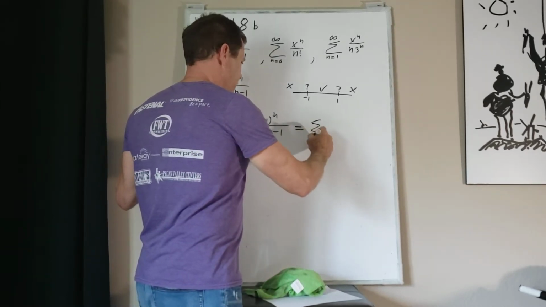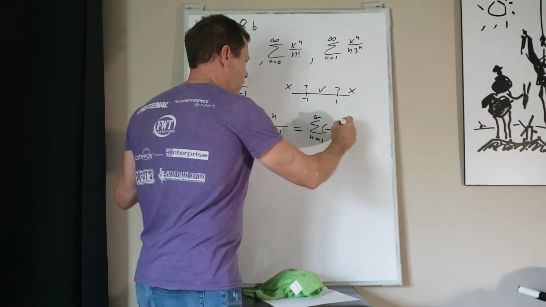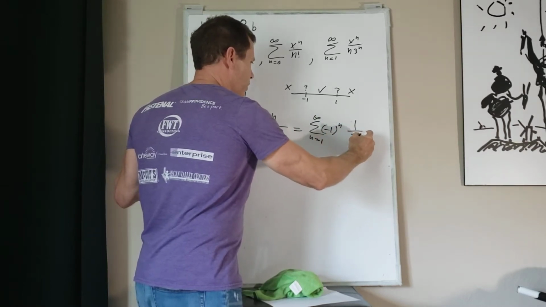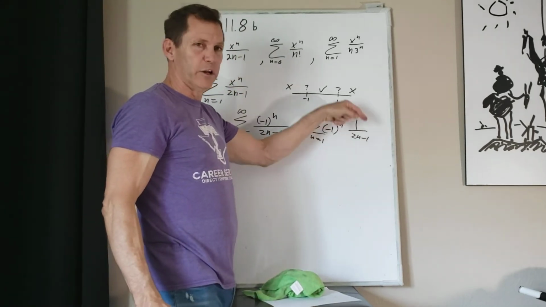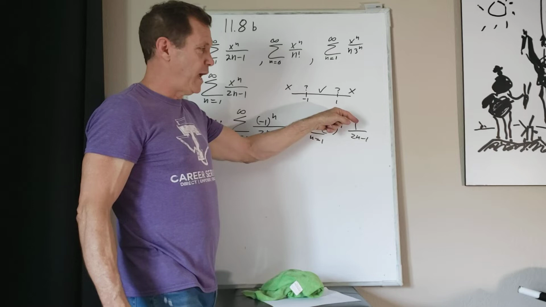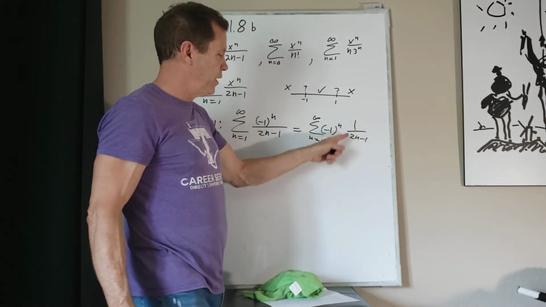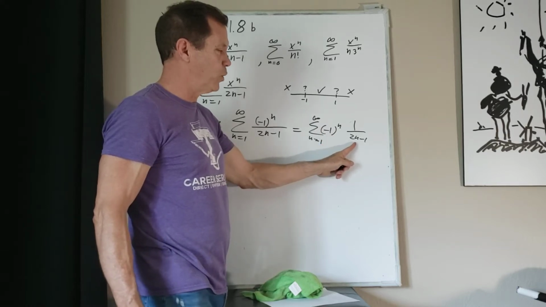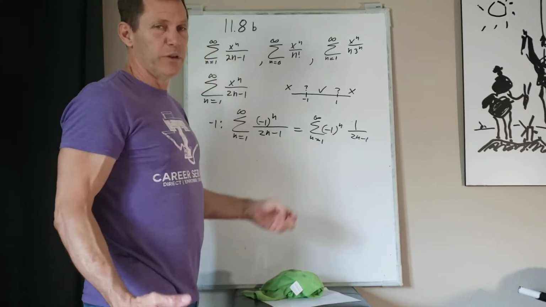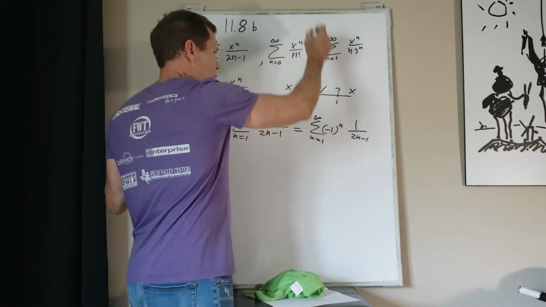Rewrite it one more time. The sum from n equals 1 to infinity, pull out a (-1)^n, and I got 1 over 2n minus 1. Now, as n gets bigger, what's going to happen to this? It's going to get littler and littler. It goes to 0, and it's decreasing. So this is a decreasing sequence, and it's alternating. So the sum is going to converge using the alternating series test. So this endpoint is good.